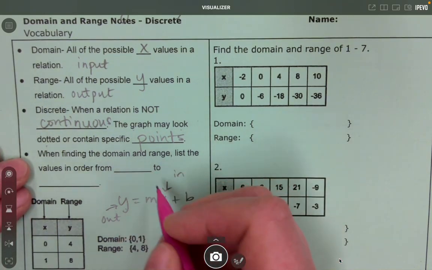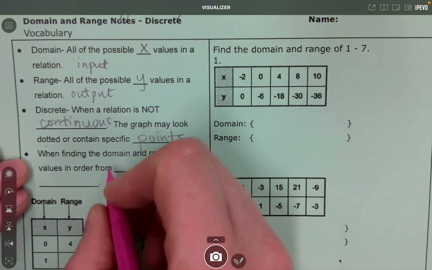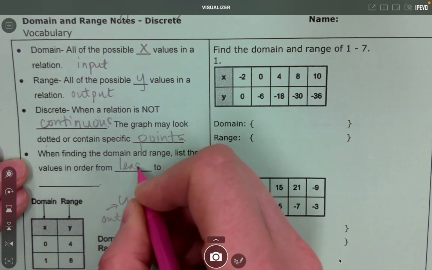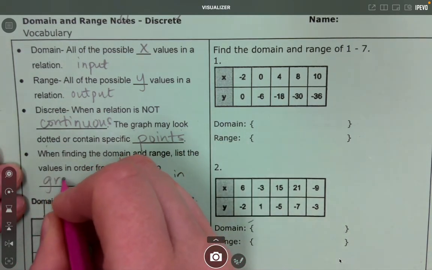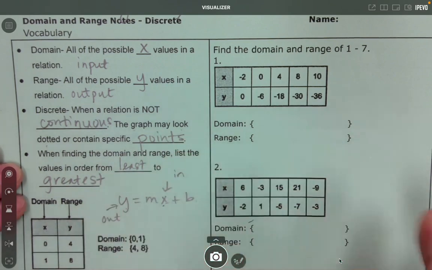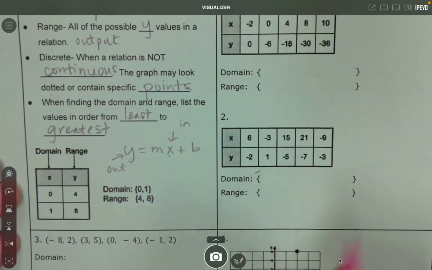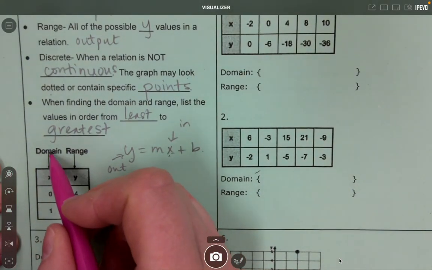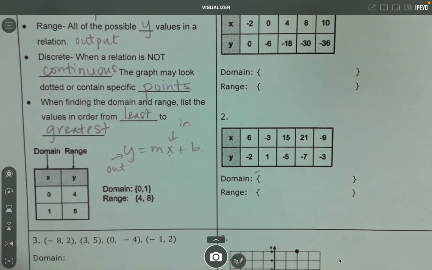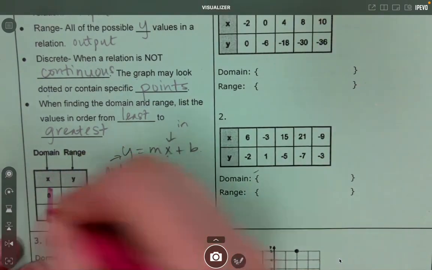When we're finding our domain and range, and that's really our focus today, we're going to list the values in order from least to greatest. So they give us a little example here. They have an arrow drawn. Domain is all of our x's. We know that. And so our domain is 0 and 1 here.